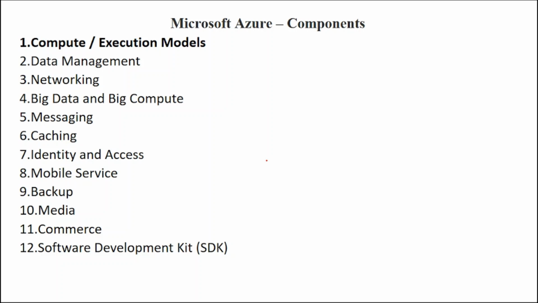Now, what are the different components in Microsoft Azure? The very first one is compute. Here you can create a virtual machine, you can create a website. So this is compute, meaning it is related to your infrastructure. And next is data management.